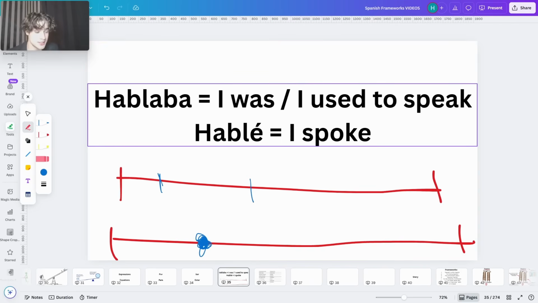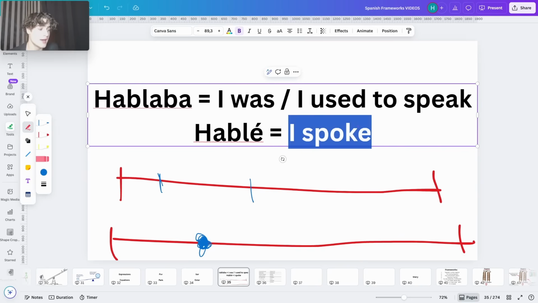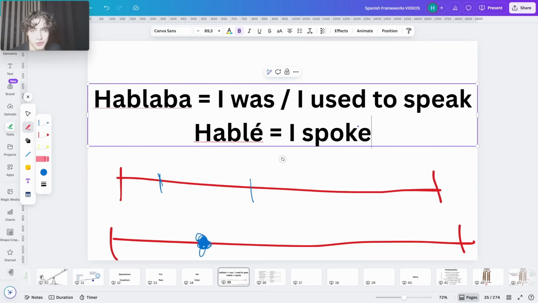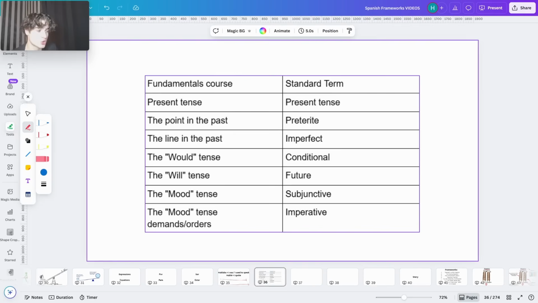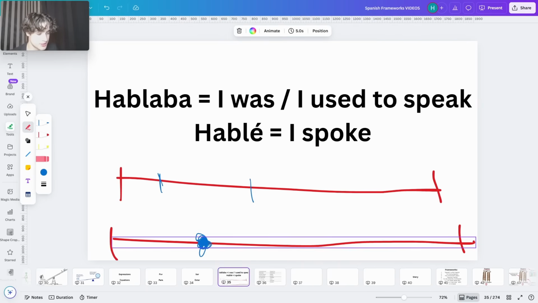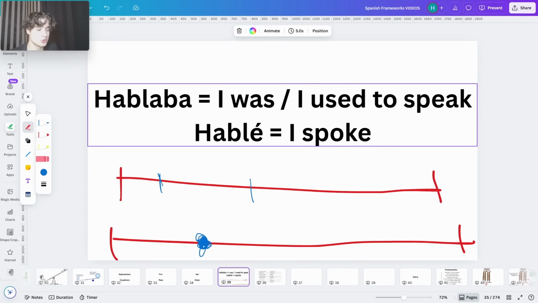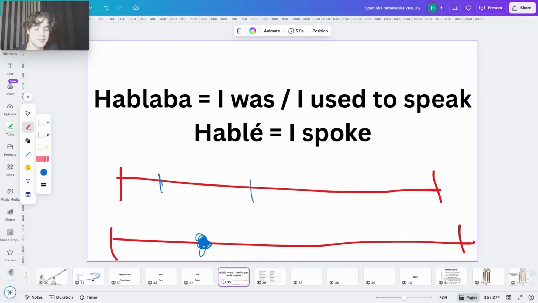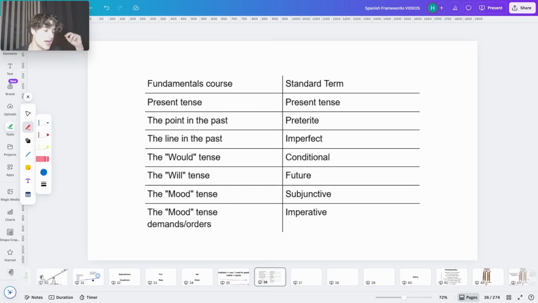And so technically, in English, why are we even using I was? We're supposed to say I borned, but that's wrong, right? And so this is why it's so important to understand this difference, okay? The preterite, aka the I spoke, etc., is used in the point in the past, and the imperfect, aka I was, I used to, is used in the line in the past, meaning a period of time in the past, okay? Finally, let's talk about the subjunctive and the imperative.